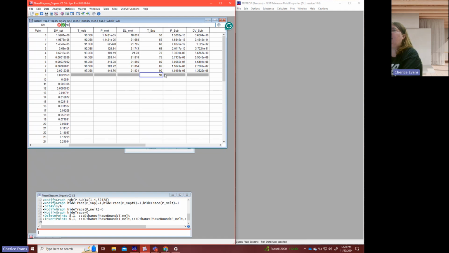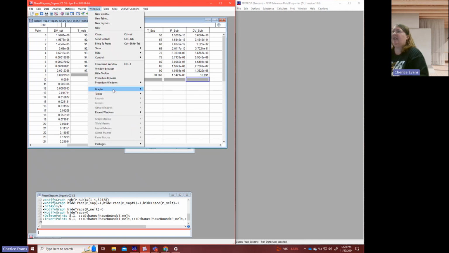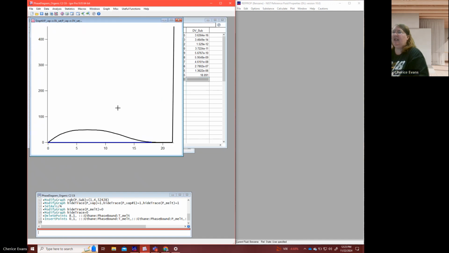So 90.368, the sublimation pressure is 1.421 E to the minus 5, and it goes down. And the liquid density is 18.091. So that will finalize those phase boundaries in the graph. And you can now see I have that phase boundary that goes all the way over to here, and that's the gas-solid phase boundary.